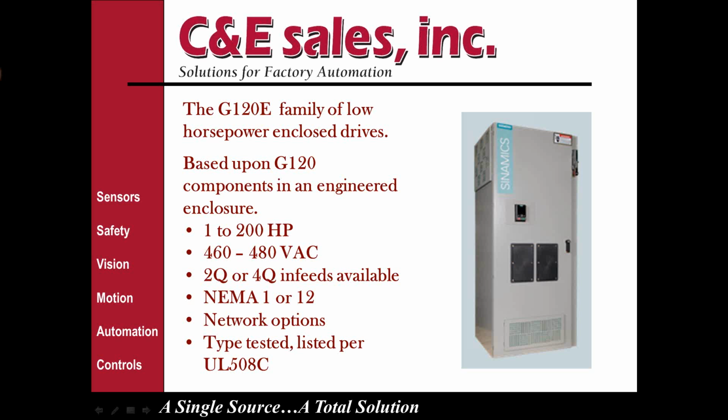There are both 2-quadrant and 4-quadrant infeeds available. So the 2-quadrant would be a non-regen infeed power module. The 4-quadrant would be a fully regen module, so that, based on the load conditions that you have, you can put power back out onto the line rather than dumping it to a resistor, wasting that power. Same network options that we have with the rest of the G120 family are available in the G120E line.